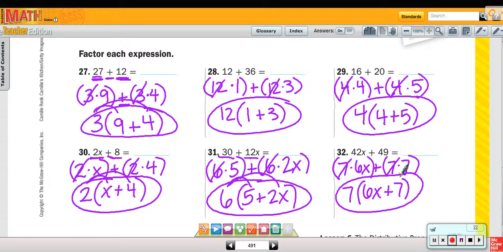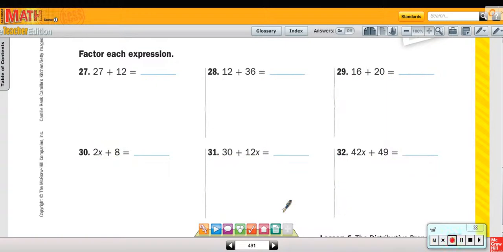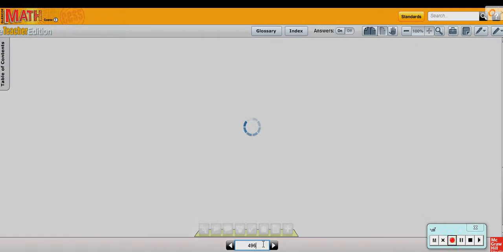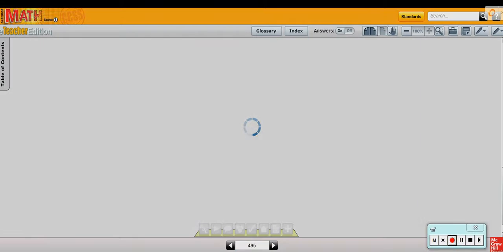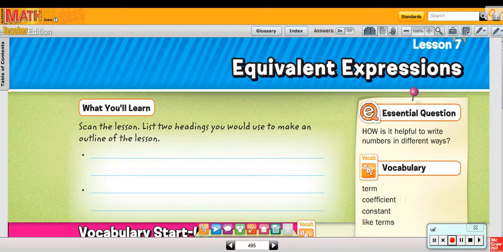Okay, good. Then what I would like for you to do is to turn in your book to 496, is that right? 496 will be the next lesson, lesson 7. No, 495, how about? Okay, turn to 495. I want you to complete the what you'll learn at the top of the page by yourself. Go quick.